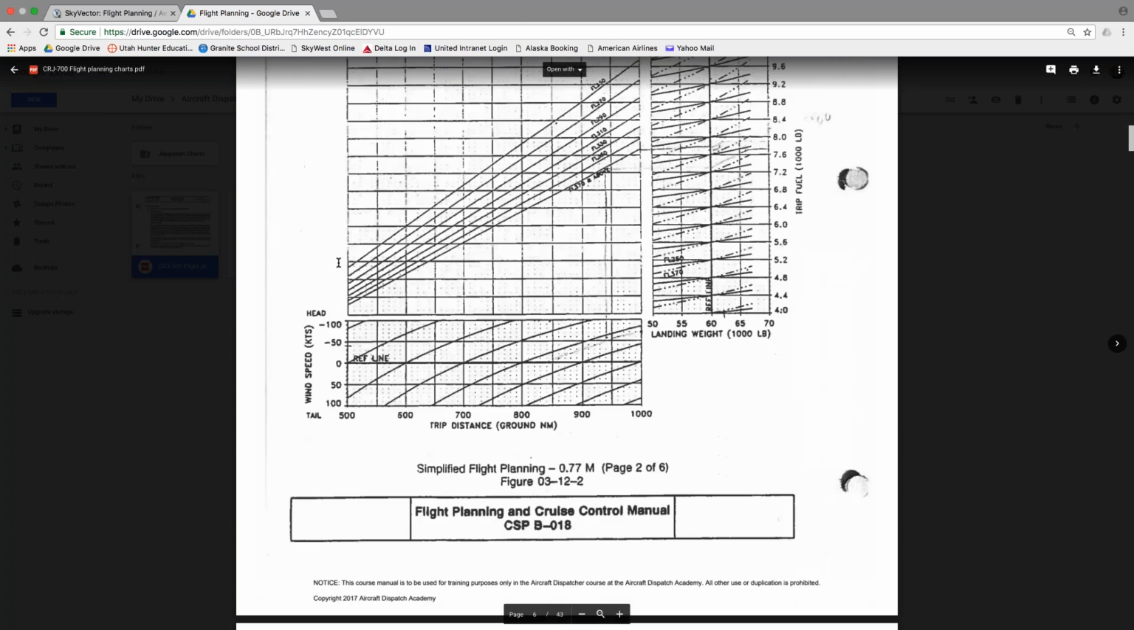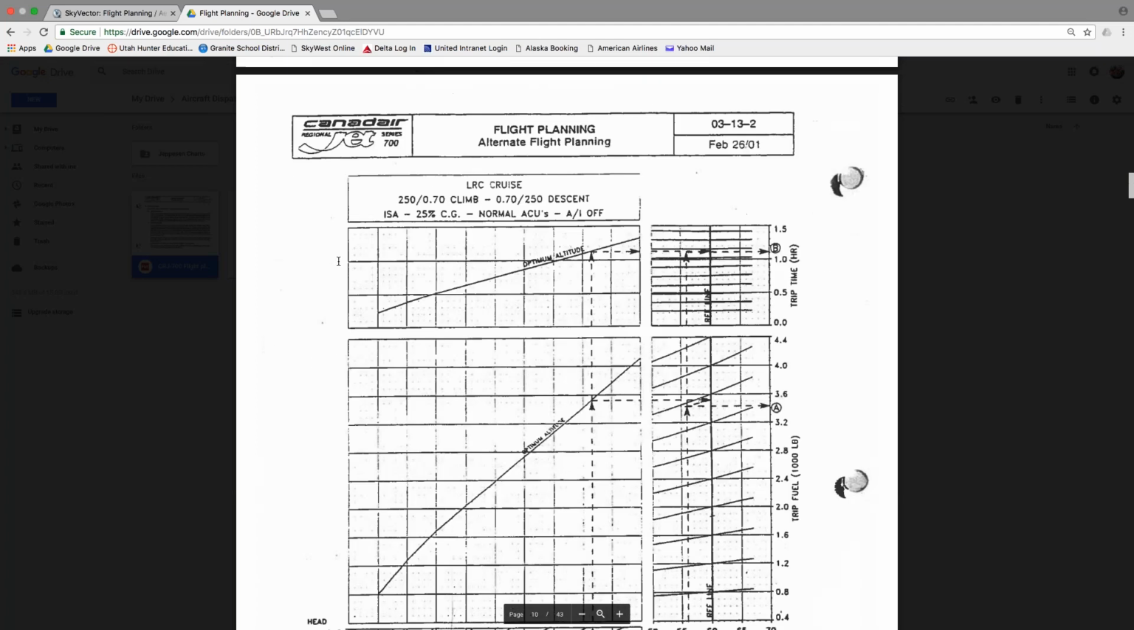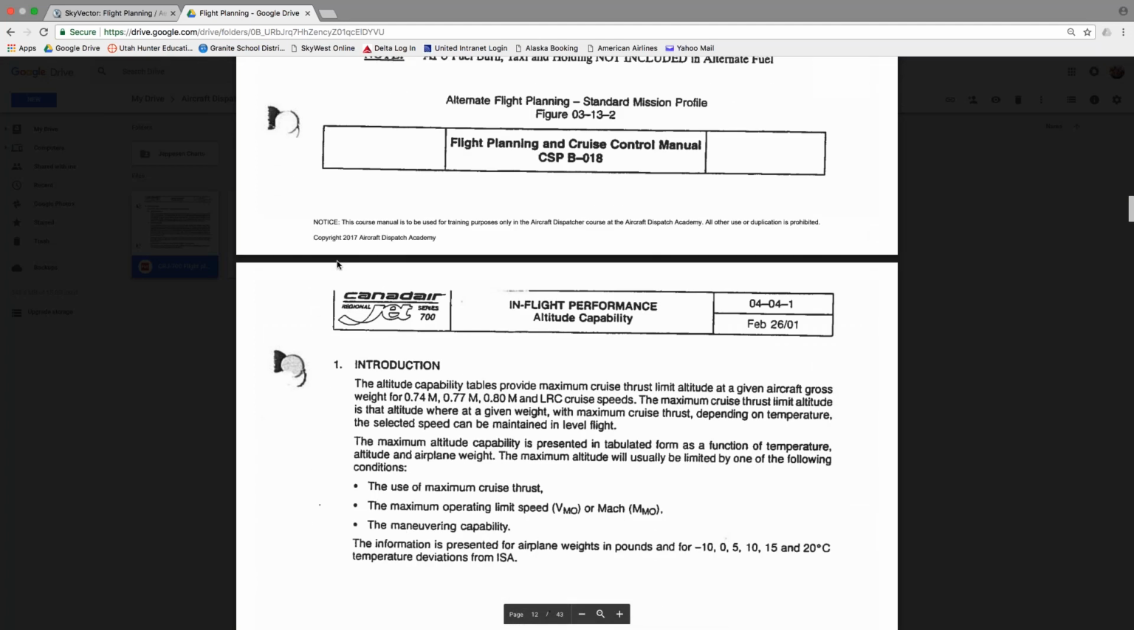So that being said, you guys figured out your ISA at takeoff at the departure airport, right? Your ISA deviation. So what's our ISA deviation at Salt Lake? We have our destination and our departure airport. ISA deviation at Salt Lake, at our destination airport.